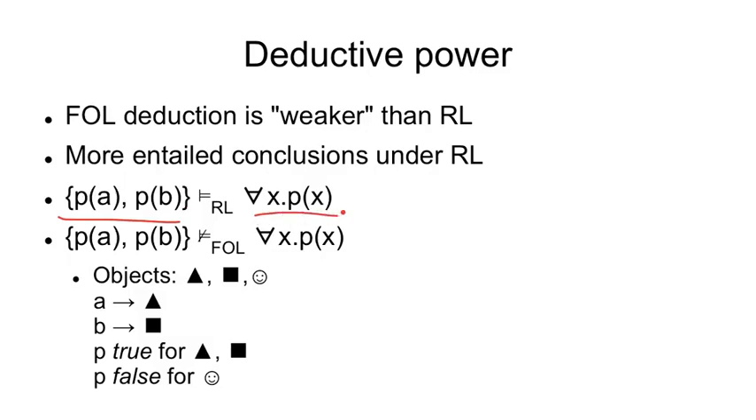The same does not hold in first order logic. We saw that there is a world in first order logic satisfying P of A, P of B, but P is not true of everything in the world. So we cannot entail for all x, P of x under first order logic.